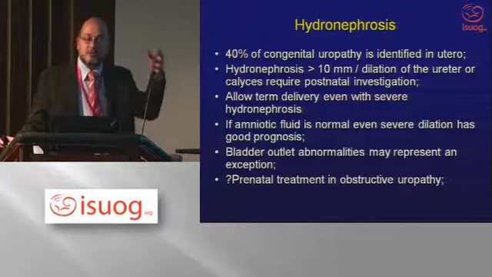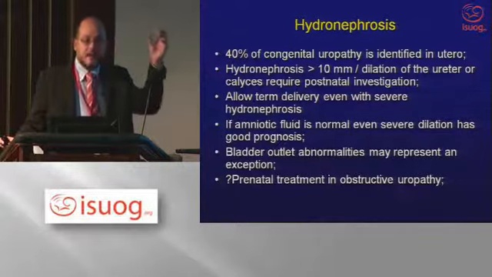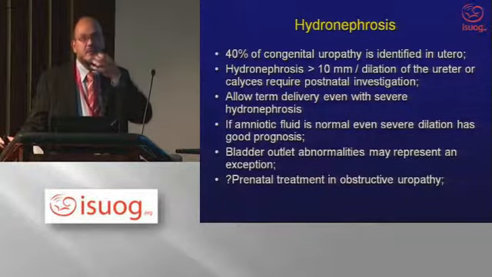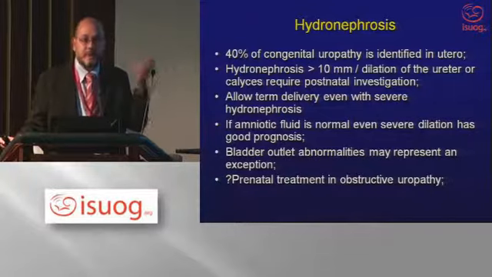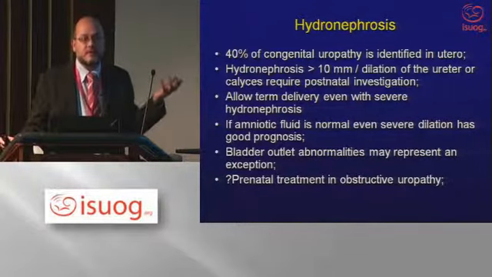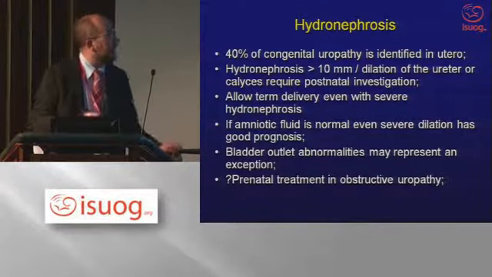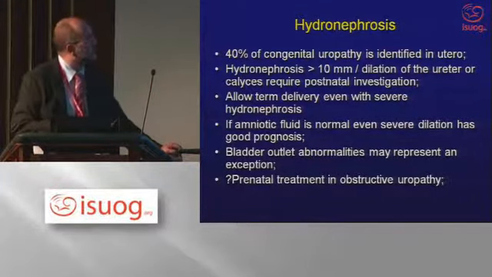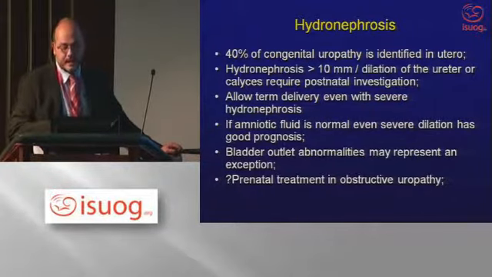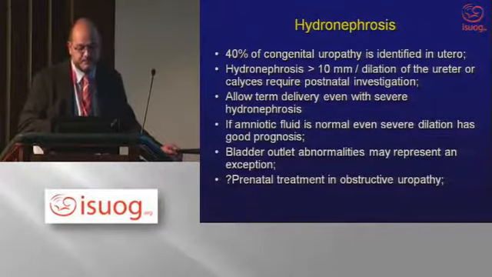So you know how we talked about the prognostic features and how the kidney looks and all the biochemistry? Probably the best prognostic feature is the amniotic fluid volume. If the volume is normal, the urine is being produced by the kidneys and the prognosis is good. And usually, even with severe hydronephrosis, we allow full-term delivery.